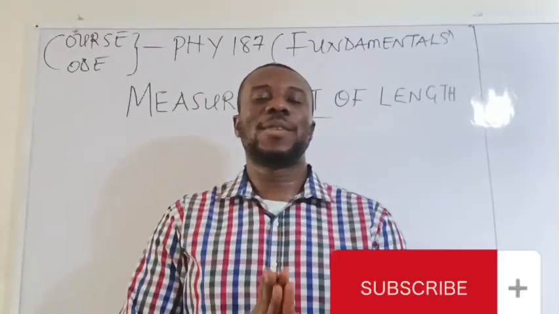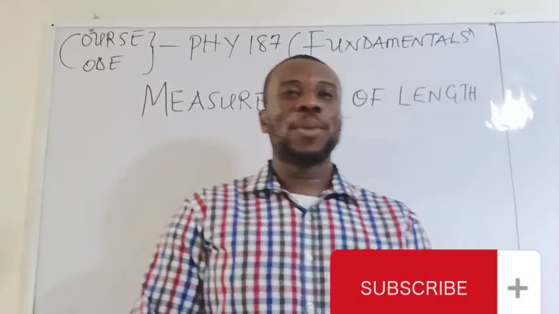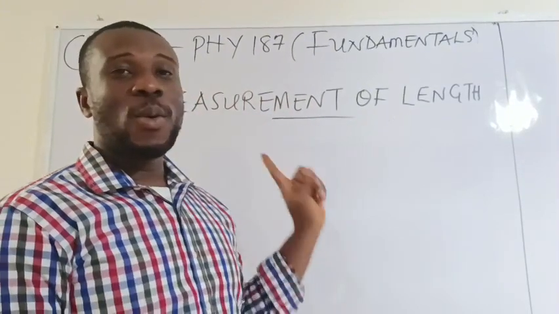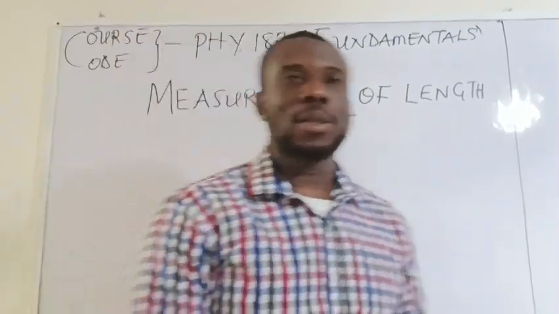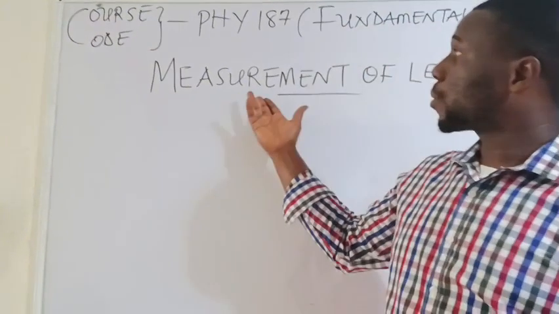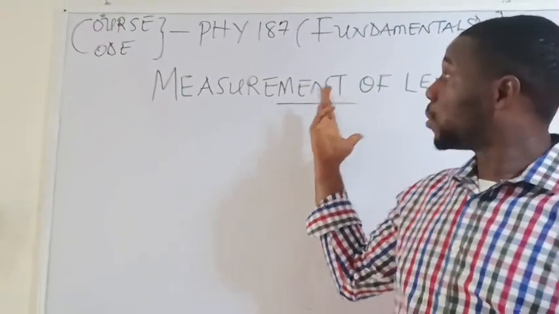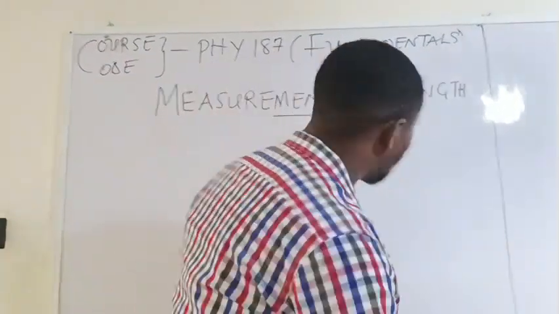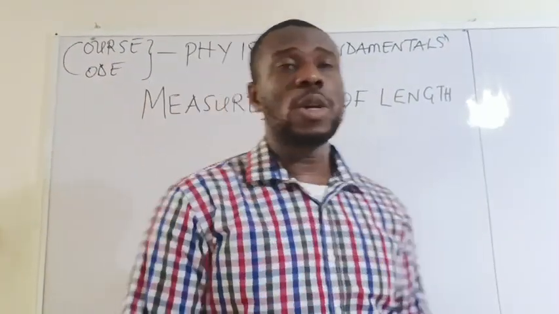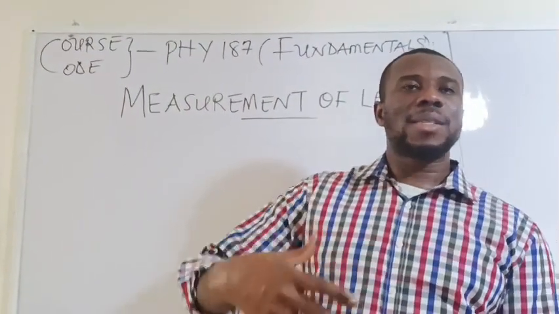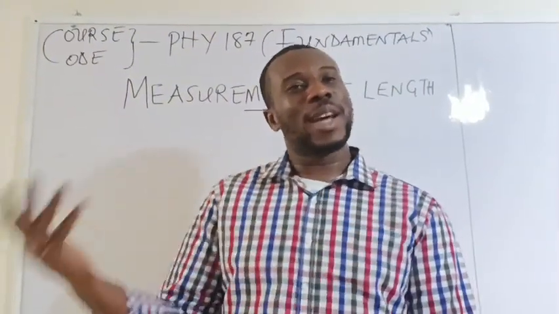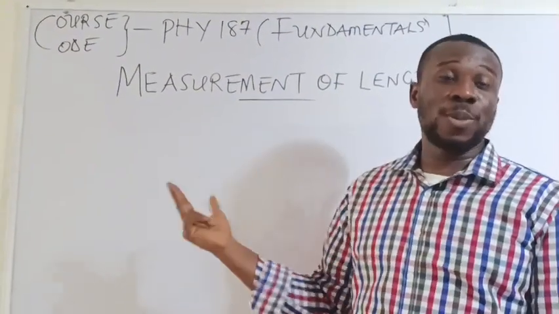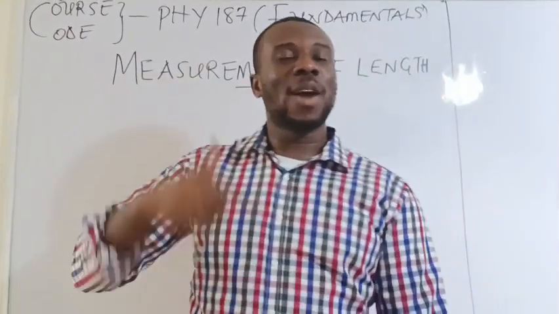This is the 7th part of the 3rd lecture in measurements of physical quantities, in the course code PHY 187, the fundamentals of physics. In today's class, I will proceed from where we stopped in the previous class, and that is measurement of length. There are two ways in which you measure things: direct measurements and indirect measurements. I would focus more on the direct measurement, but I may give you an inkling of what indirect measurement is all about.